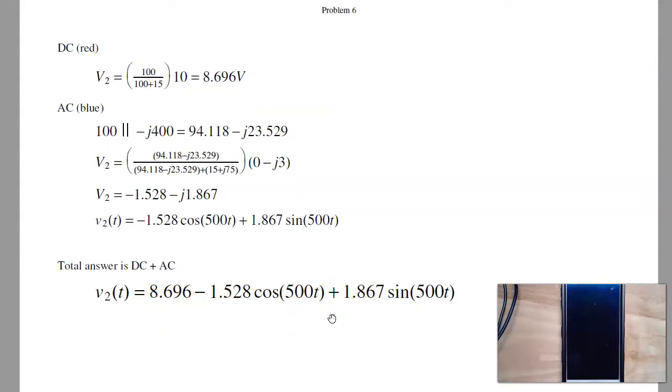Simulate this in Circuit Lab, that's what you'll see. V2 has a DC offset with a little bit of ripple, and that's the ripple part. So that's homework set number 1 for ECE 320.